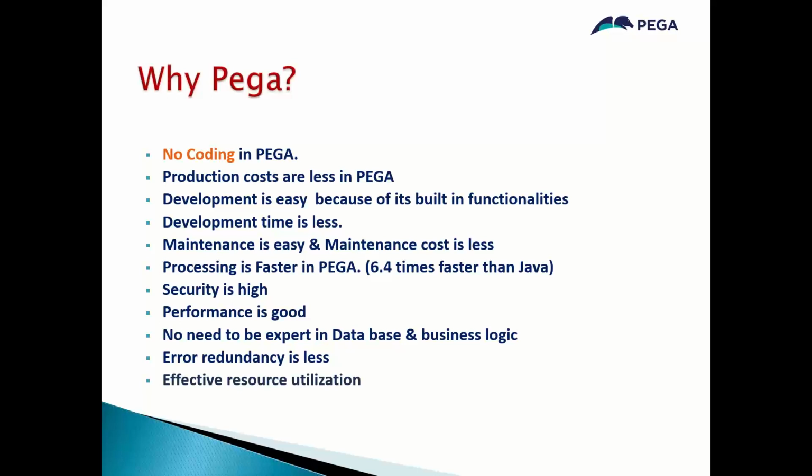So that's why nowadays maximum all the companies are moving to automation projects. This technology will gain more prominence in the coming years. Even now, 40 to 50% of the development market is in Pega, and the same will increase in the coming years.